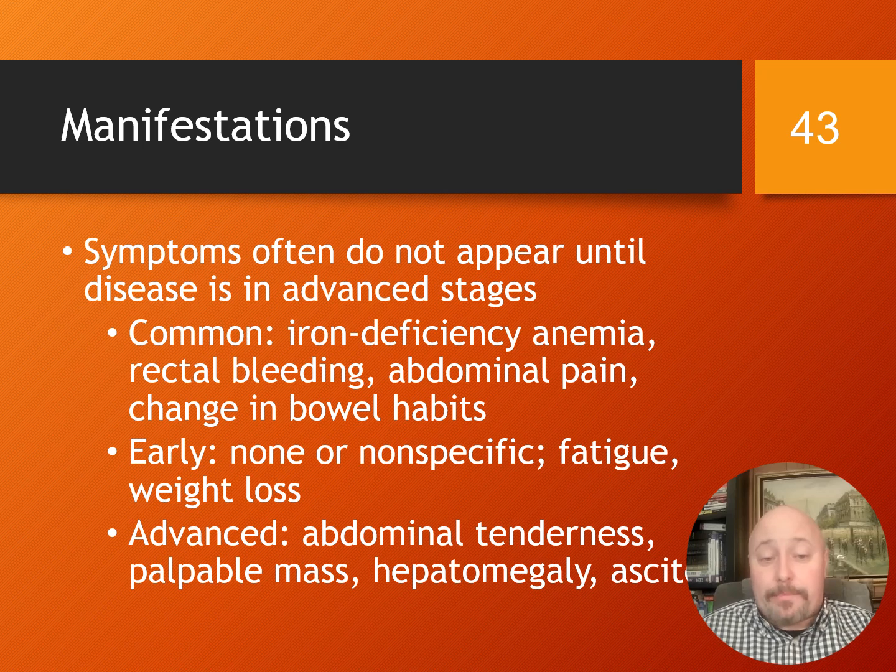Symptoms often do not appear until the disease is in advanced stages. Common would be things like iron deficiency anemia, rectal bleeding, abdominal pain, and change in bowel habits. In the early stages, there could be none or non-specific symptoms, such as fatigue or weight loss, though in the advanced stages you begin to develop abdominal tenderness, a palpable mass, hepatomegaly, and even ascites.